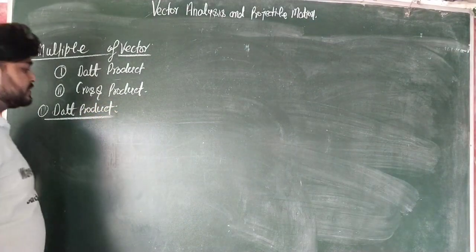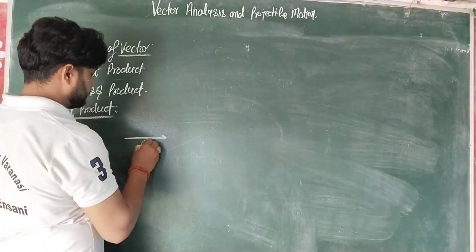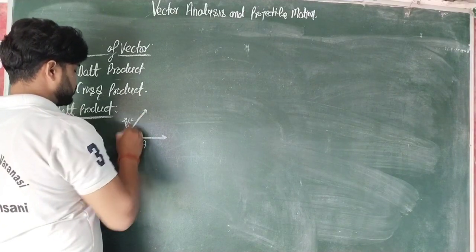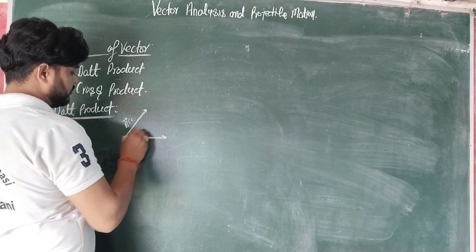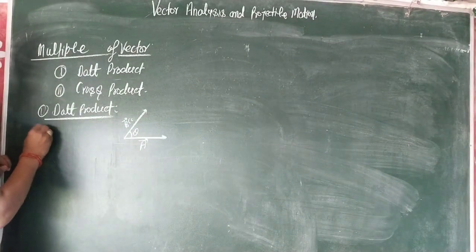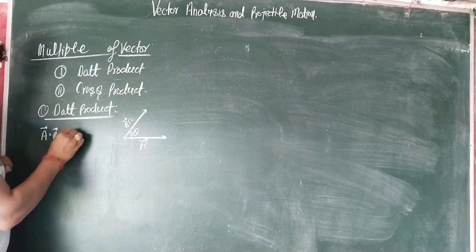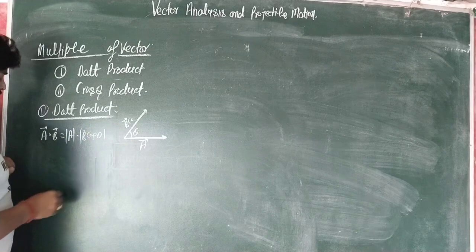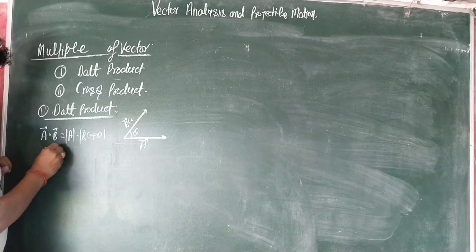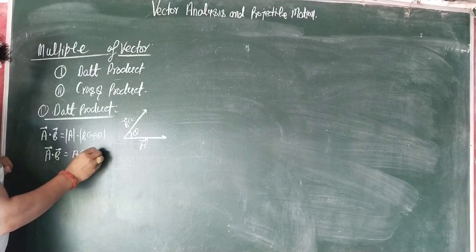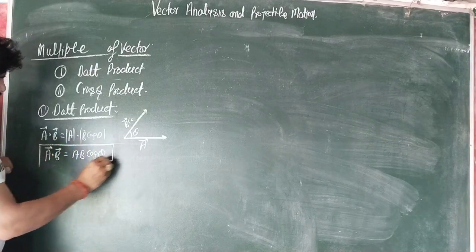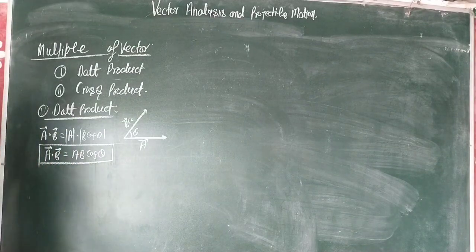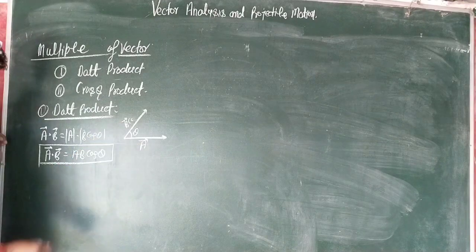The dot product of A and B is defined as the magnitude of A and the cosine component of B. Suppose two vectors A and B at the angle of theta. The dot product of vector A and vector B is the magnitude of one vector times the cosine with the second vector. So we can write vector A dot vector B equal to AB cos theta, where theta is the angle between A and B.